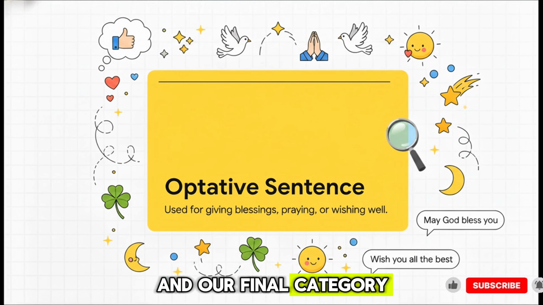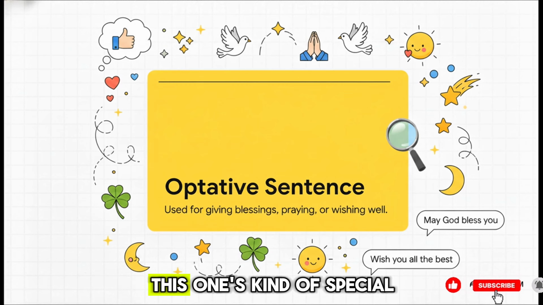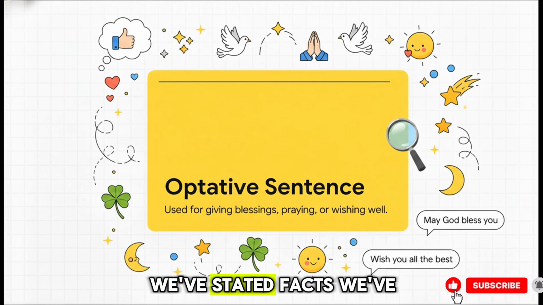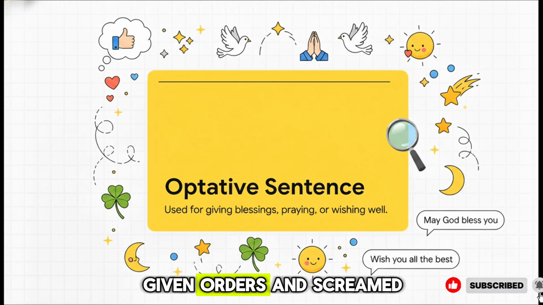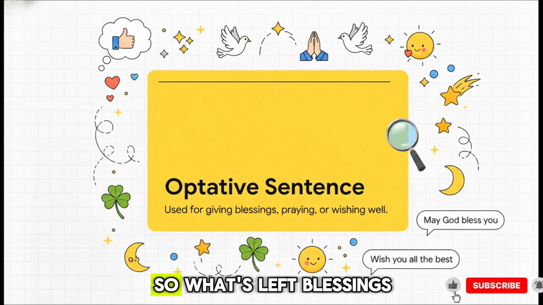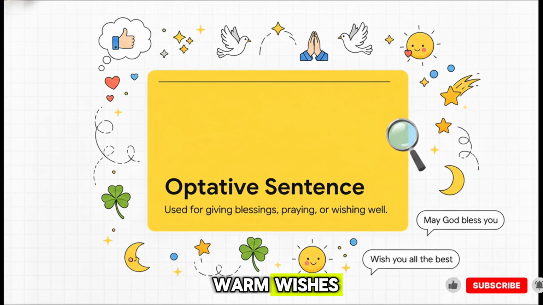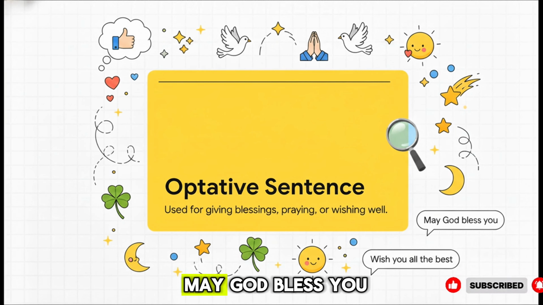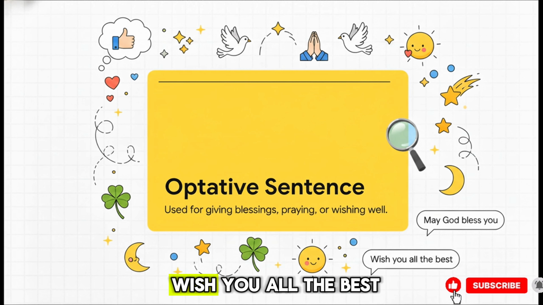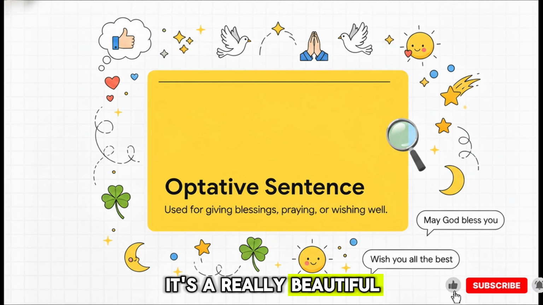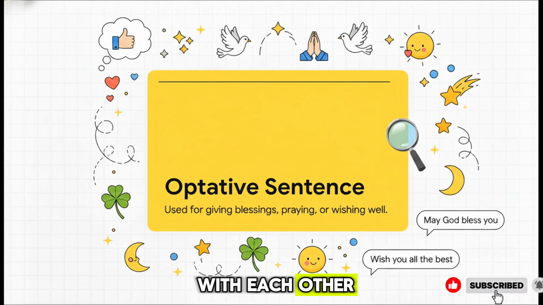And our final category is the optative sentence. This one's kind of special. Think about what's missing from our list so far. We've stated facts, we've asked questions, given orders, and screamed in surprise. So what's left? Blessings. Optative sentences are the warm wishes, prayers, or blessings we give to others. When your elders say, may God bless you, or a friend says, wish you all the best, they are using an optative sentence. It's a really beautiful, distinct way we communicate with each other.